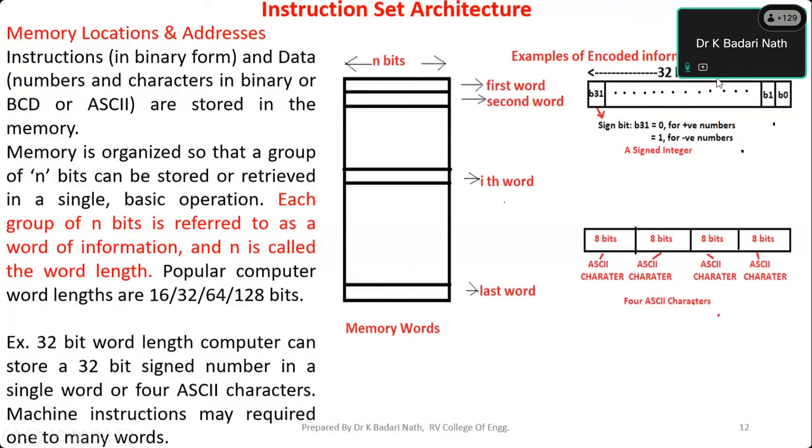So you can just see that 32 bits means it will be written like B0, B1, up to B31. So the last bit will be the sign bit. For signed numbers, if you are storing normal ASCII codes like characters or strings, generally I can stuff four characters into this one. So now let's go to the next concept.